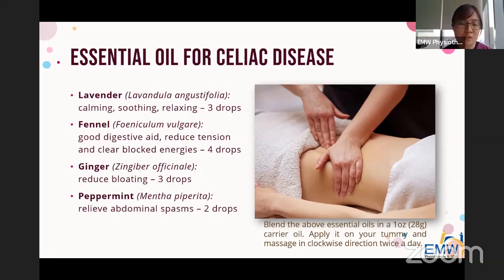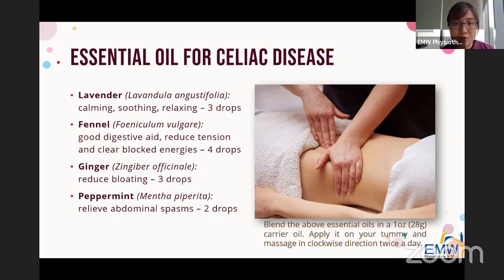Fennel and ginger work directly at the digestive area to reduce the tension and bloating and to clear the stagnant energies at that localized area. And peppermint is to release any spasm. This is a 2% dilution. You can place it in a bottle, blend these oils with a carrier oil, and then apply it generously on your tummy and massage it in a clockwise direction gently.